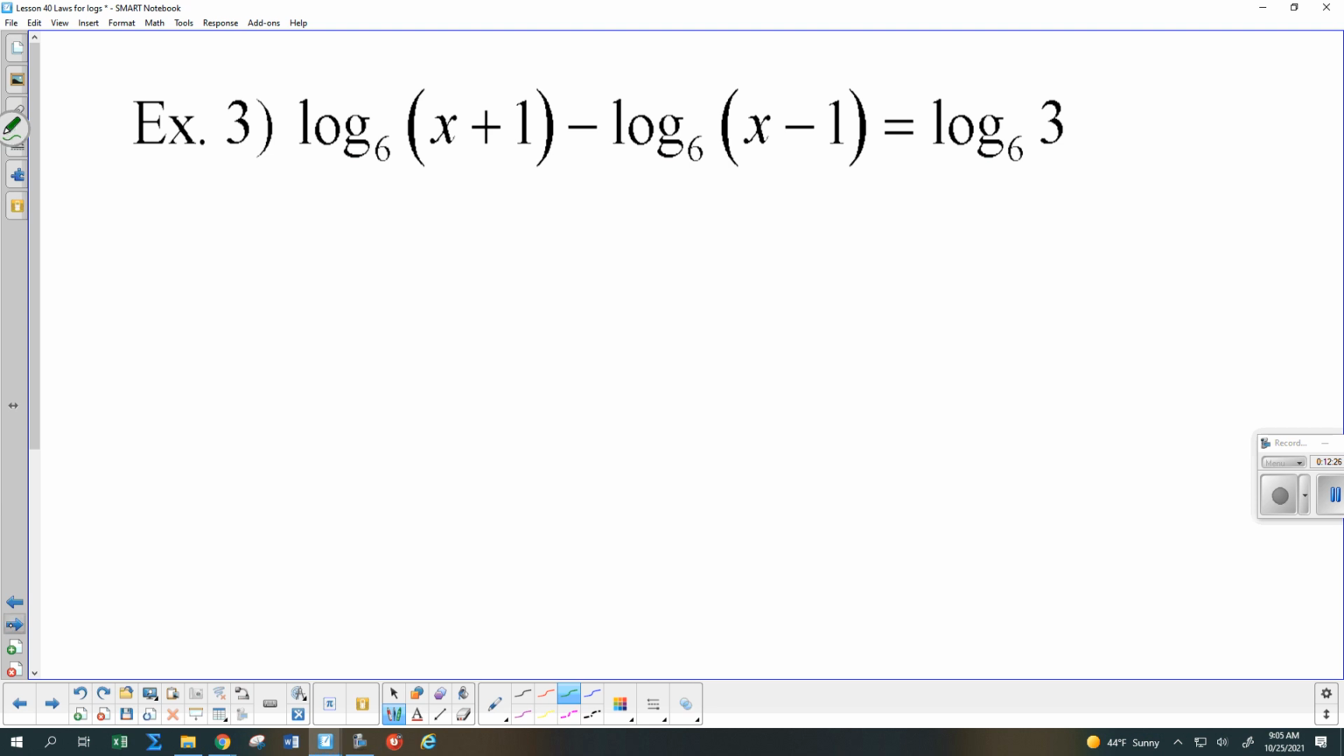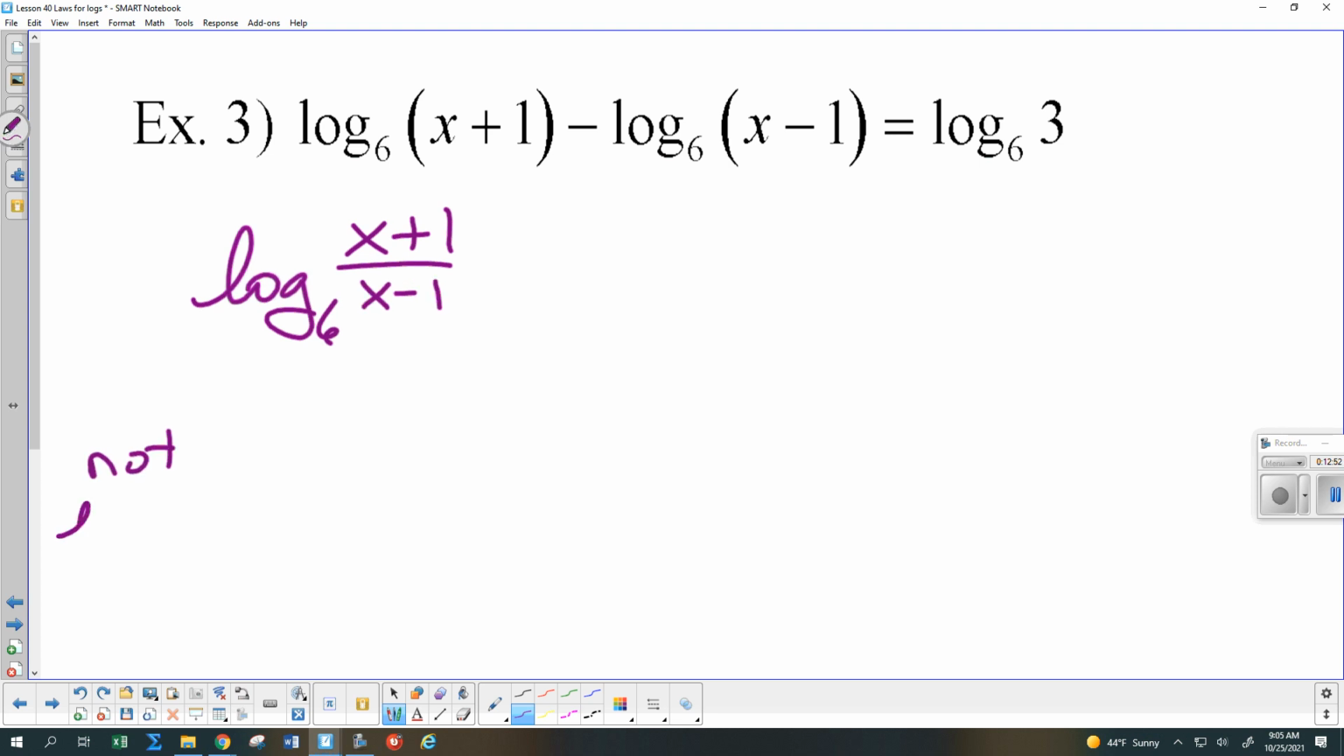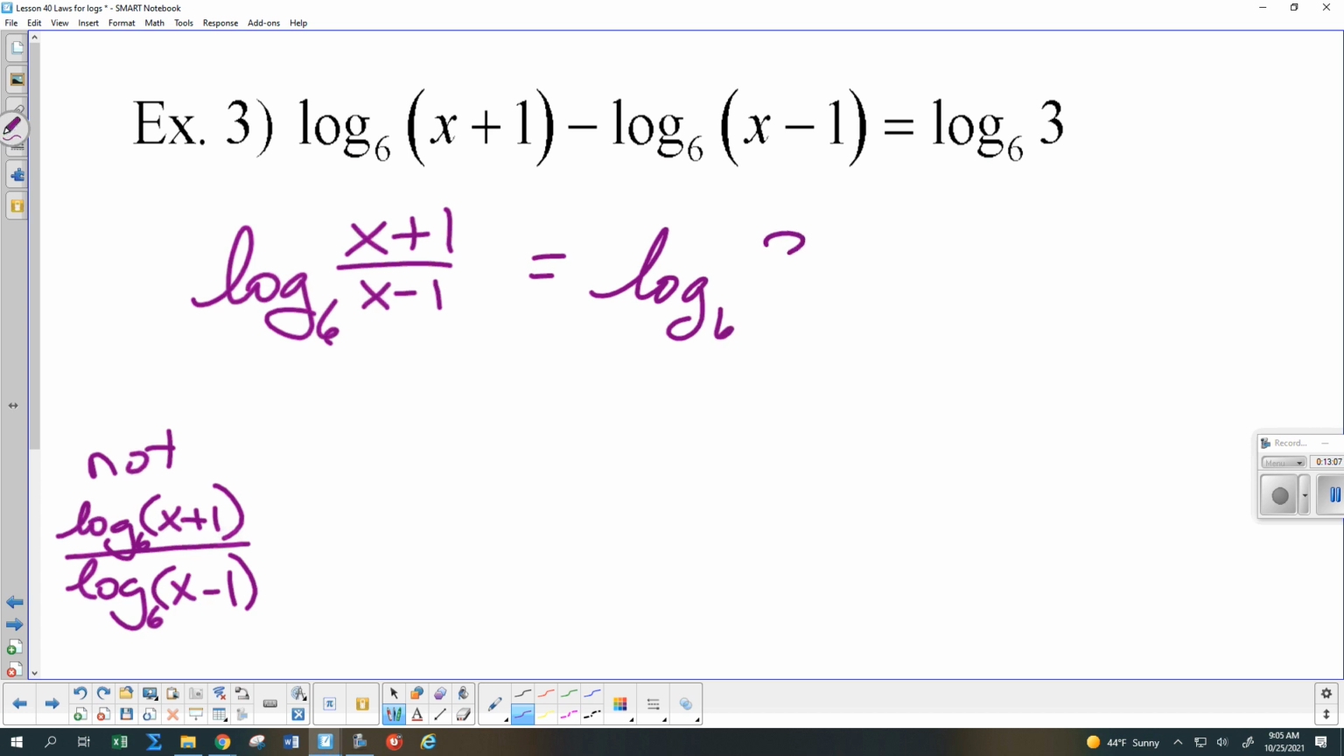Okay, same base all the way through. This one I am subtracting logs. So what does that mean I do on the left if I want to combine those so that I just have one log in there? What am I going to have to do? I need to divide them, and it is log base 6 of x plus 1 over x minus 1. It is not the log of x plus 1 over the log of x minus 1. It's one log of the quotient. Equals log base 6 of 3.